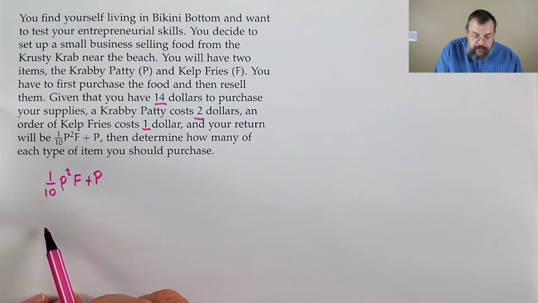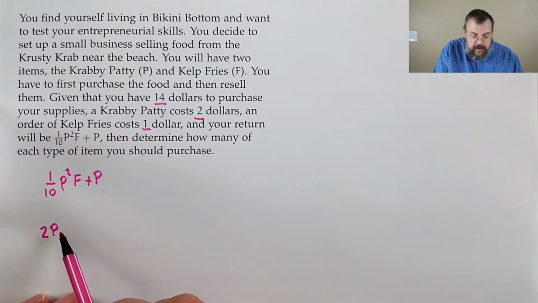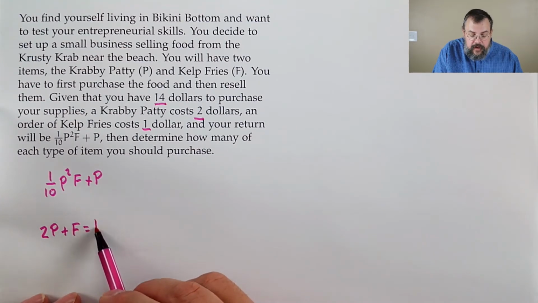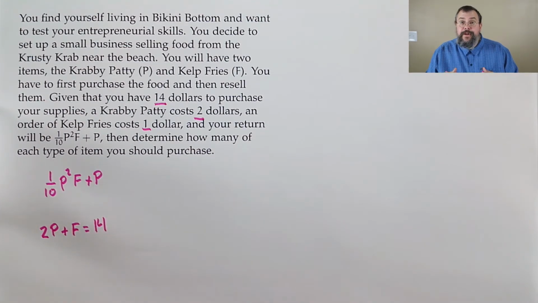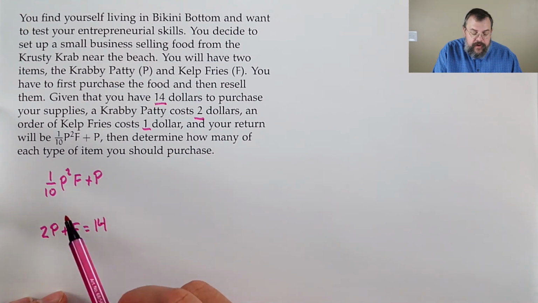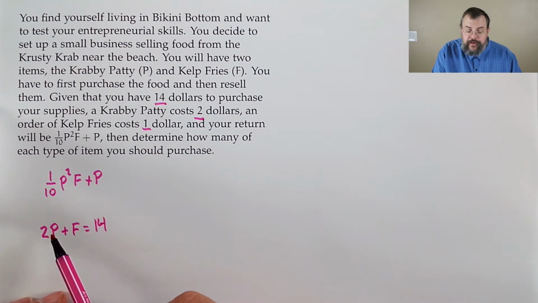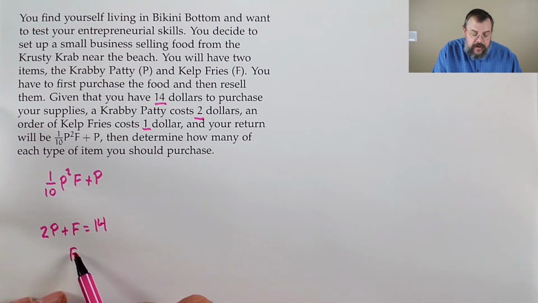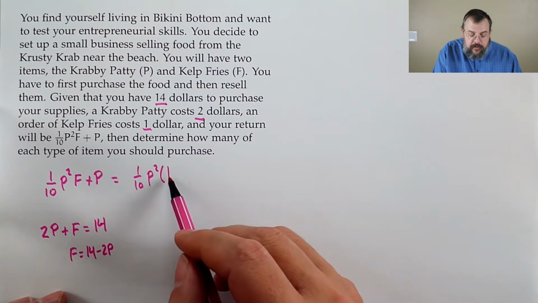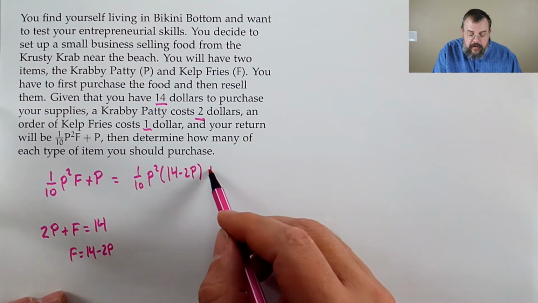So we could say we have 2 times our patties, because that's $2 per patty, plus 1 times our fry, $1 per fry, has to get to 14. So we do our traditional, let's solve for one of our variables, and we can solve for either one. But I think f is easier to solve for because I don't like fractions. I try to avoid them as much as I can. So 14 subtract 2p. So this can become 1/10 p squared times 14 subtract 2p plus p.